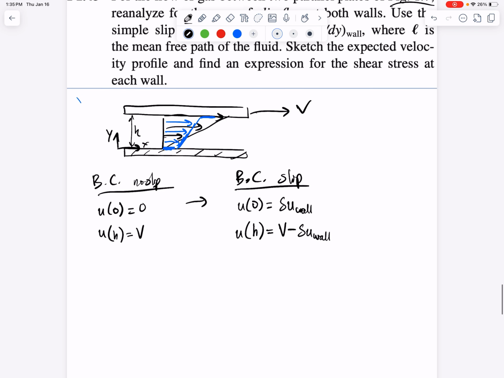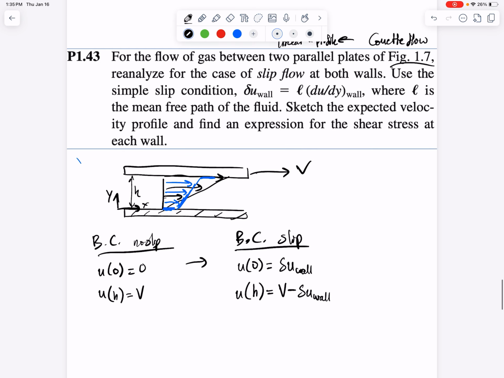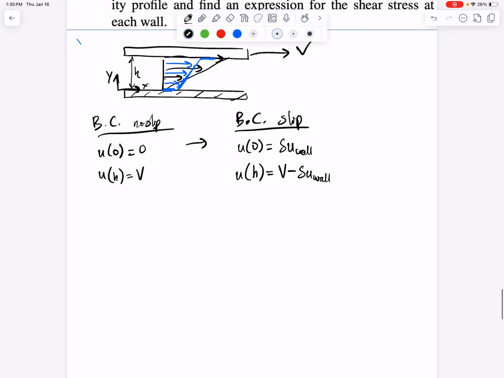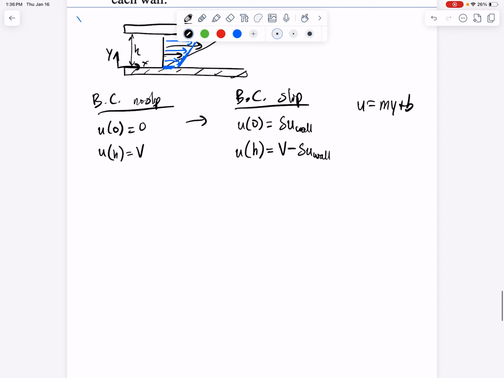All right, moving on. We're now going to solve these two problems. We want to find the expected velocity profile as well as the shear stress associated at each wall. So we have two boundary conditions, and we also assume a linear velocity profile, similar to before. Now we apply the new boundary conditions. So let's start with this first one.